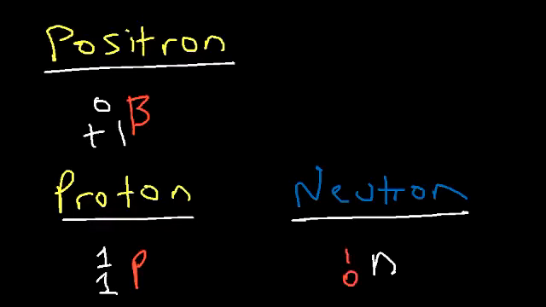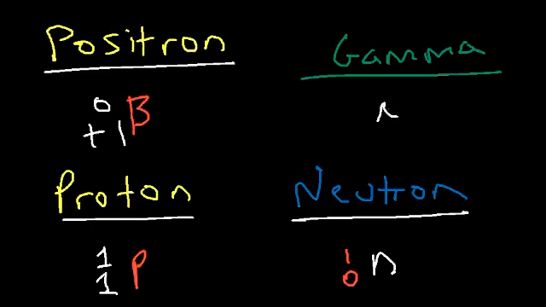And then finally, the gamma particle. The gamma particle is basically a high energy photon. It has the gamma symbol, but it has a mass of 0 and a charge of 0. So those are some particles and their symbols that you need to know. So let's go over some examples.